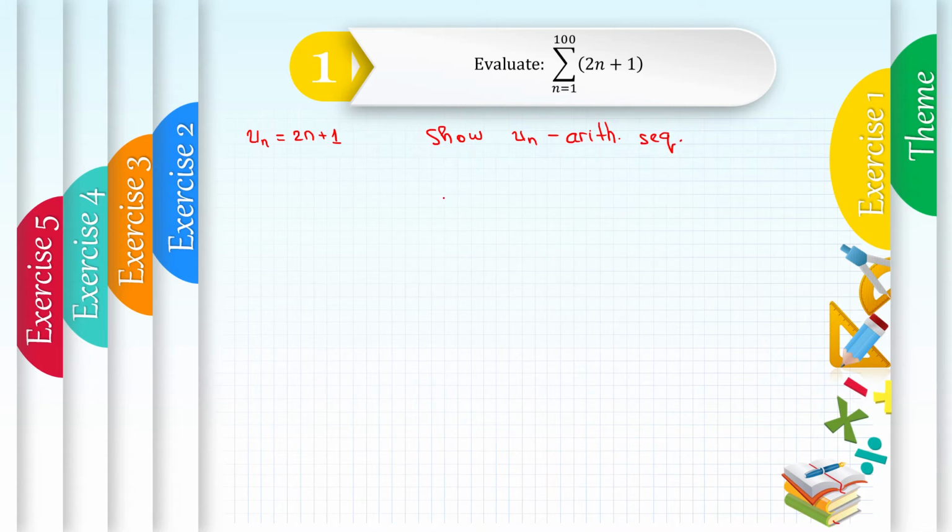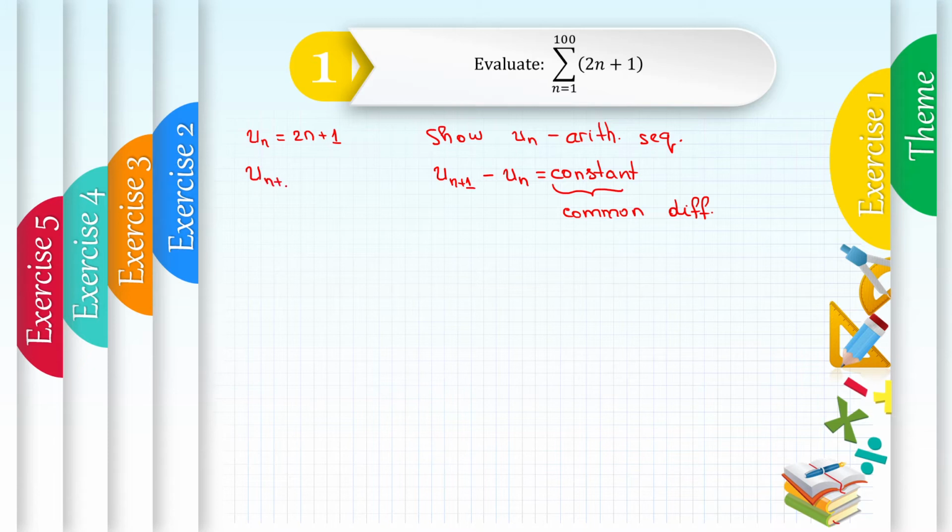For this, we will use the definition of arithmetic sequence, and we will prove that the difference of any two consecutive numbers is constant. So we'll show that if we take in general two consecutive numbers, for example u sub n plus 1, and we subtract u sub n, then we'll always get the same constant, which in fact is the common difference of our arithmetic sequence. So let's start proving this.